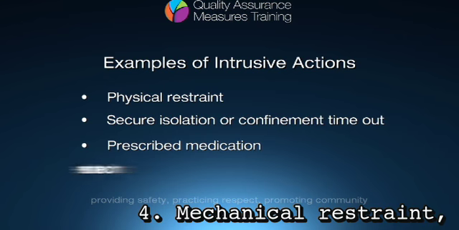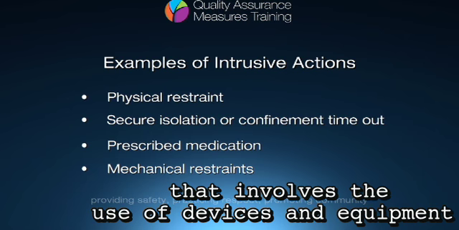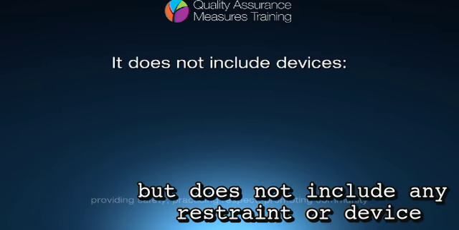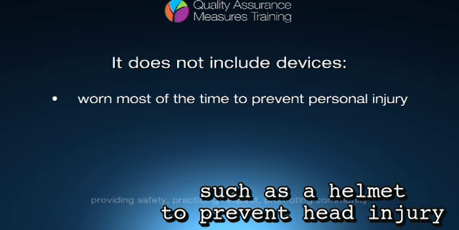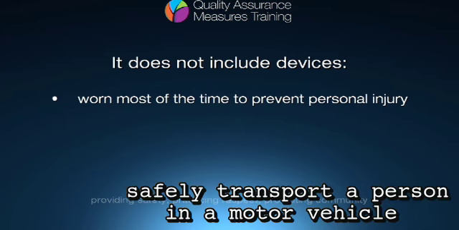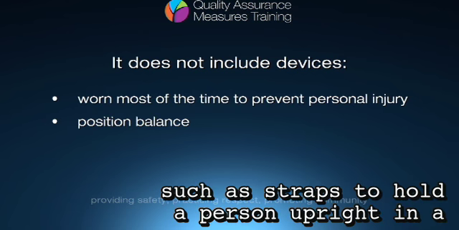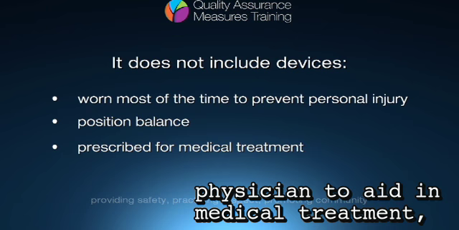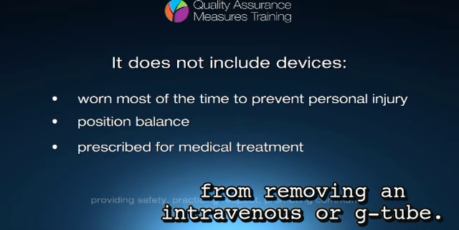protocols. 4. Mechanical restraint, which is a means of controlling behavior that involves the use of devices and equipment to restrict movement, but does not include any restraint or device that is worn most of the time to prevent personal injury, such as a helmet to prevent head injury resulting from seizures, or a device to safely transport a person in a motor vehicle that helps to position balance, such as straps to hold a person upright in a wheelchair, or that is prescribed by a physician to aid in medical treatment, such as straps used to prevent a person from removing an intravenous or G-tube.